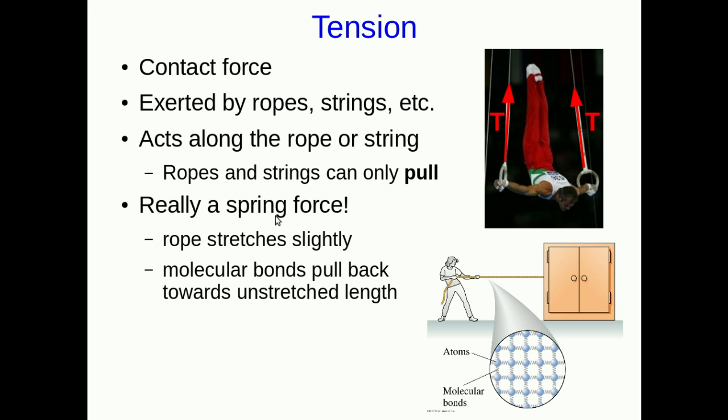An interesting thing about it is that it's really a spring force. When you pull on a rope, it stretches slightly, and you can think of it as being made of all these molecular bonds connecting the atoms. Those stretch a little bit, and they pull back towards the unstretched length of the rope. And that means that a tension can have basically any value. If you pull a little bit on the rope, there's a small tension. If you pull harder, the tension grows, just like with a spring. And we're going to use the capital T to represent tension.